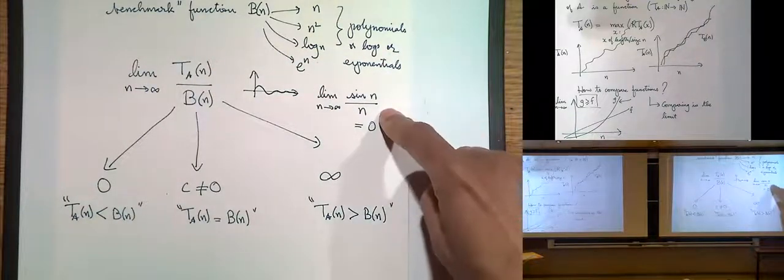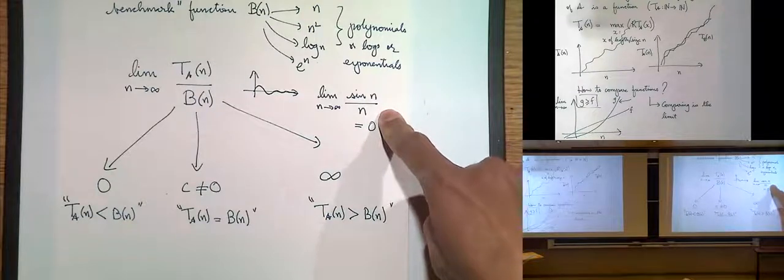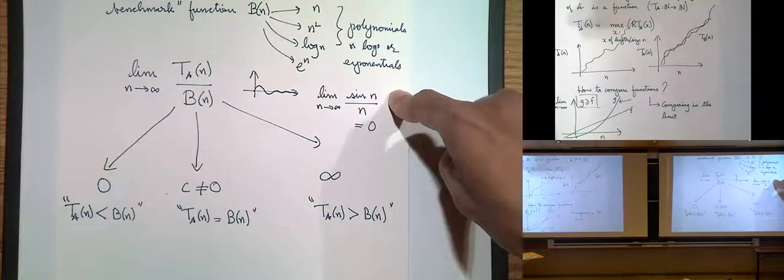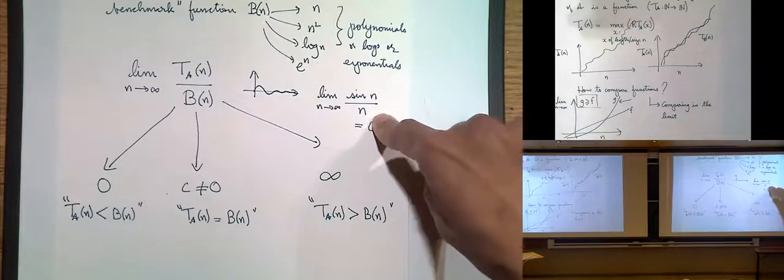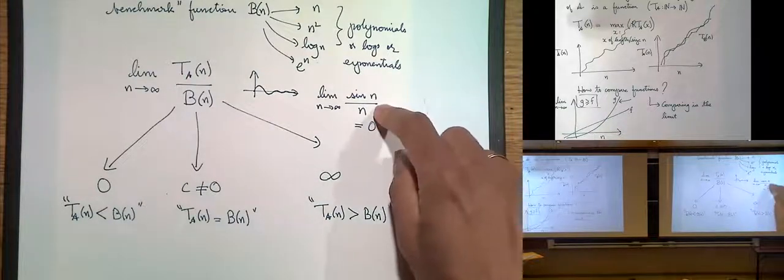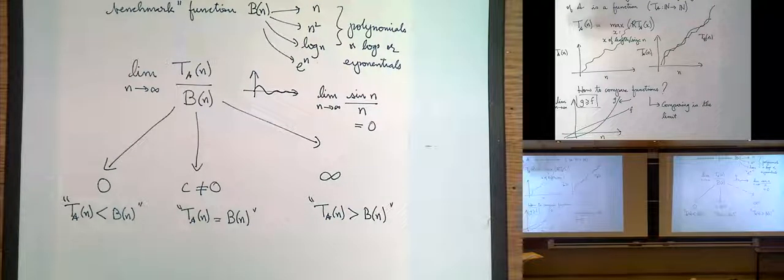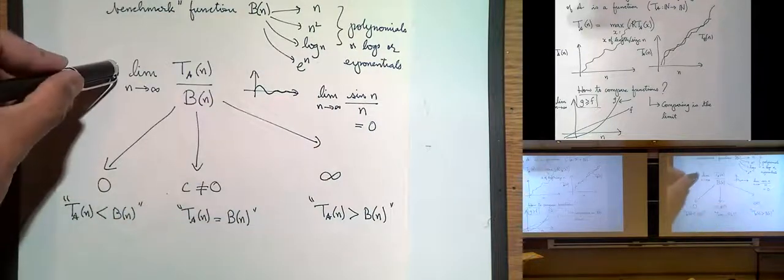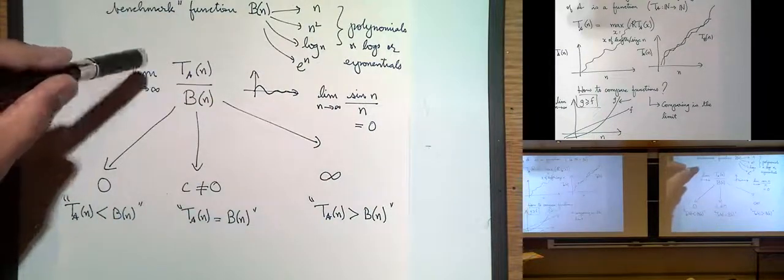So it's the same thing over here. If you look at this example, the rate of growth of sine n is dominated by the rate of growth of n, meaning that n is larger. So you can actually say that sine n is less than n, although it's obviously not true for small values of n, where sine of n is more than n. But in the limit, sine of n is less than n.